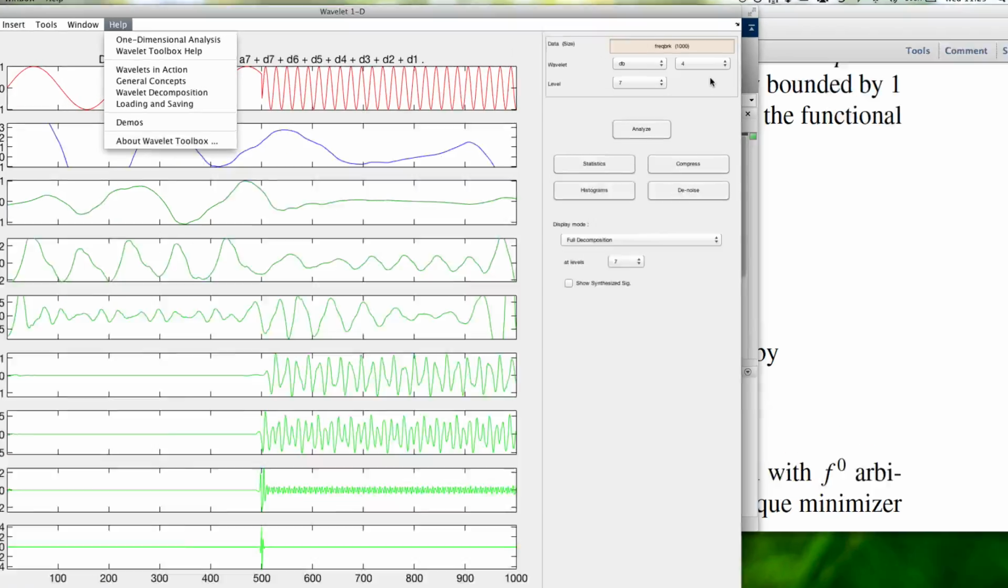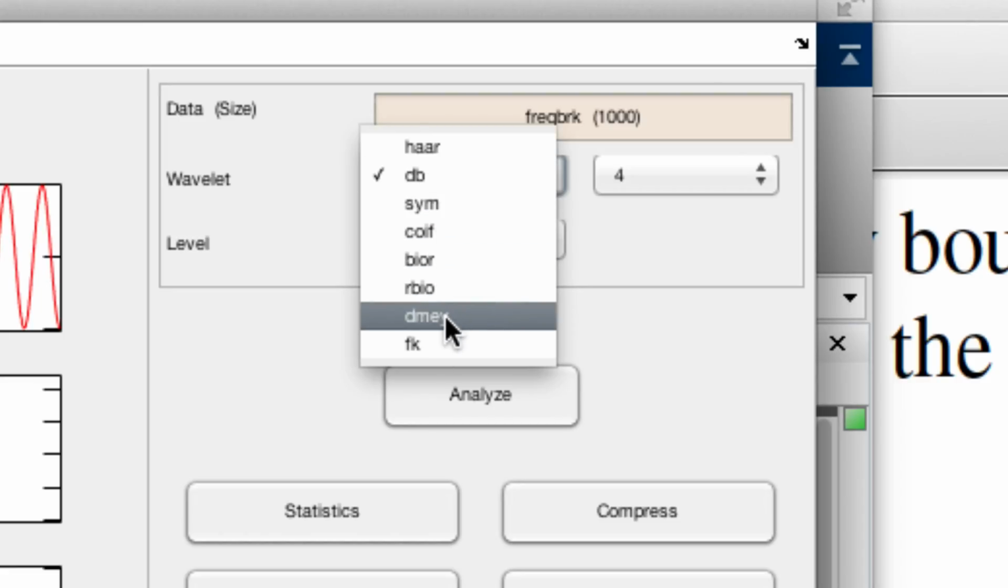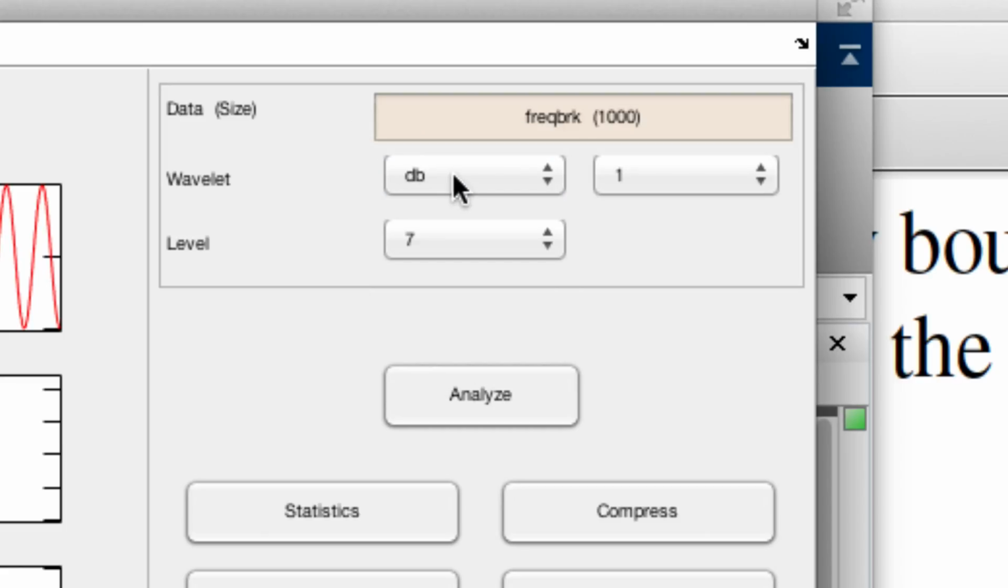So that's why, for example, in this wavelet toolbox, there is this collection of wavelet types. There are still even more, but these are some of the most important ones. So we can easily use them here.